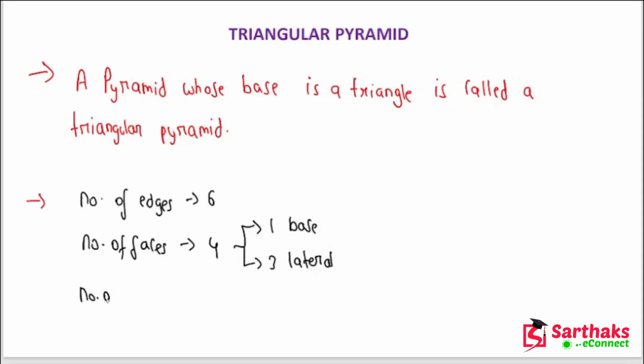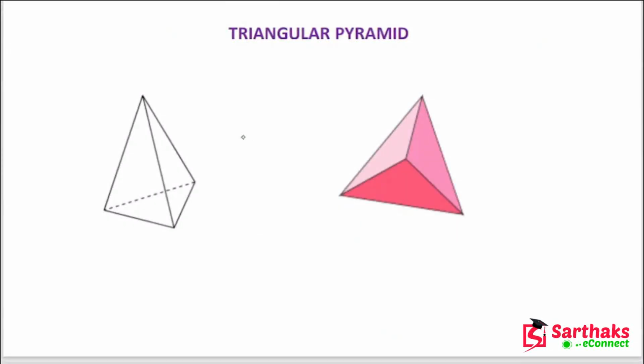Similarly, what is the number of vertices? It will always have 4 vertices, because 3 would be the vertices of the triangle in the base, and the 4th one would be the common vertex. So there would be 4 vertices. Let me show you how a triangular pyramid actually looks. A triangular pyramid looks like this. If I name it OABC, then ABC is the base, and OAB, OBC and OAC are the 3 lateral surfaces.